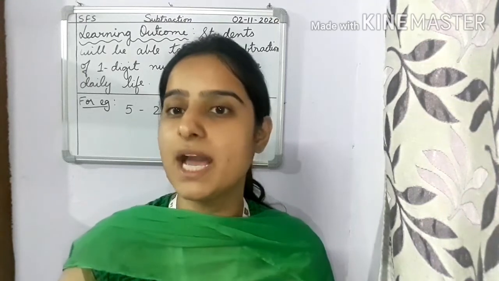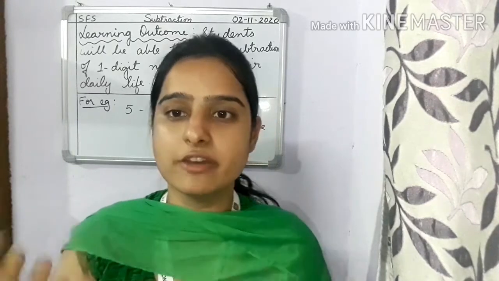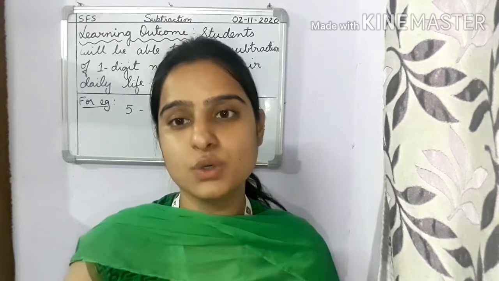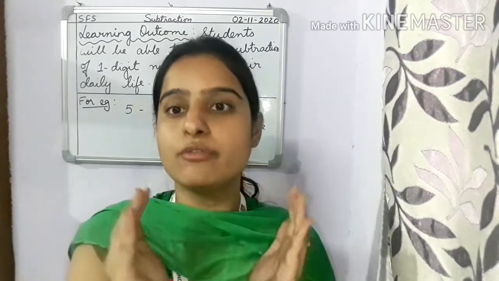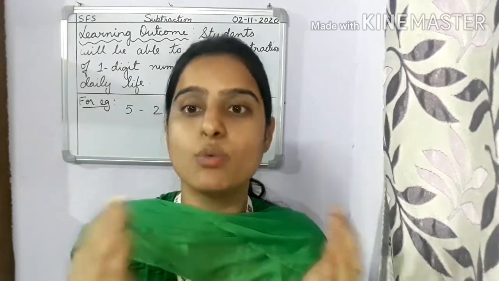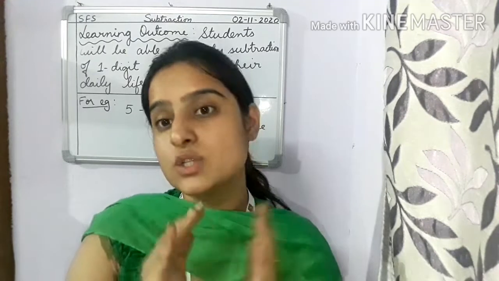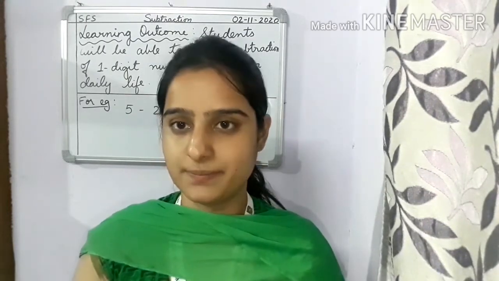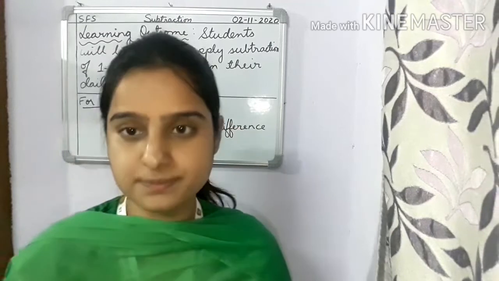You can apply it in your life. If someone asks you, can you give me 2 chocolates out of your 5 chocolates? So what will you do? You will give 2 chocolates, isn't it? You are giving away 2 out of 5. So what remains with you? 3 chocolates, right? So what calculation are we doing here, children? Subtraction. Clear?